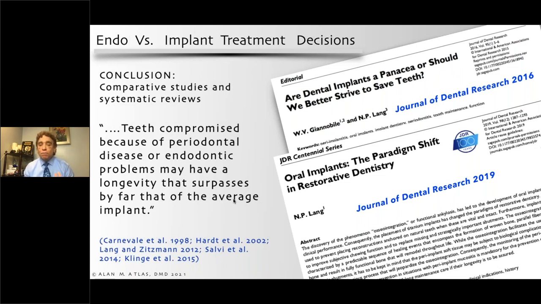That surpasses by far the average implant. And there are many comparative studies and systematic reviews that show this. They're listed right there at the bottom of the page. Quite surprising. And you would never hear this from the implant companies, but in fact, it's true.